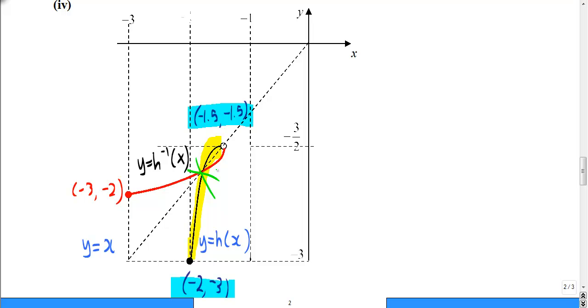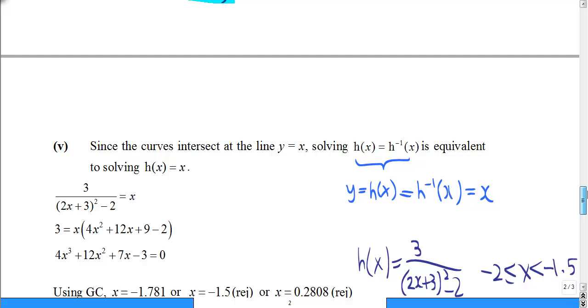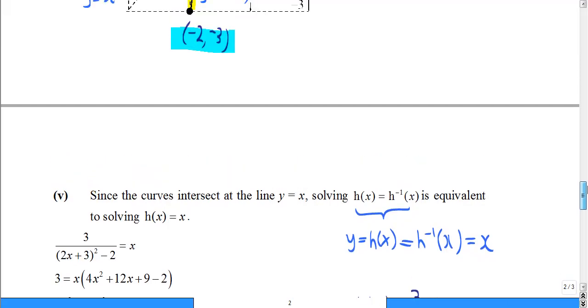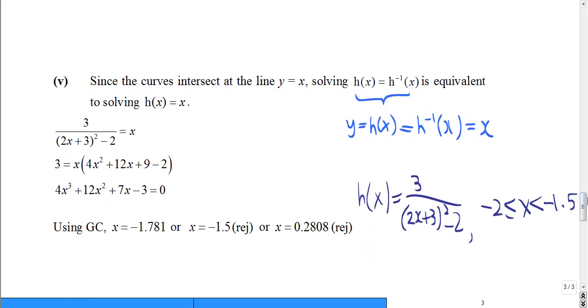So when we are trying to find this point, we know that we are actually finding y equals h(x) equals h inverse(x) equals x. So with this, you can equate your equation of h(x) to x. Then after that, you will get the following equation. Then when you get the equation, you need to solve the values of x.